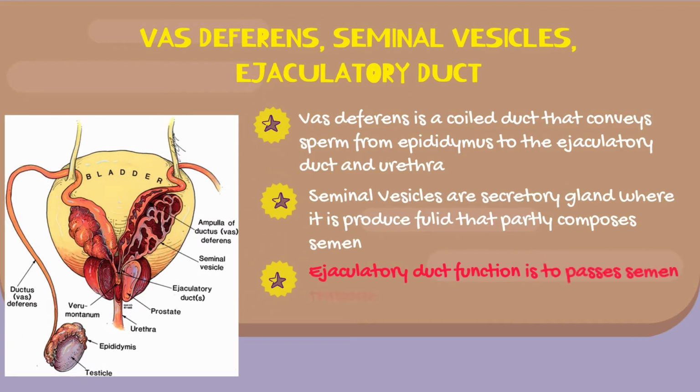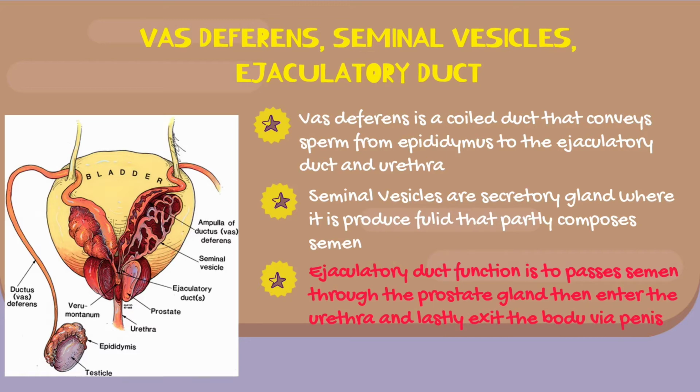Ejaculatory ducts are paired structures that attach to the vas deferens and seminal vesicle. During ejaculation, semen passes through the prostate gland, enters the urethra, and exits the body via the penis due to reflex action.